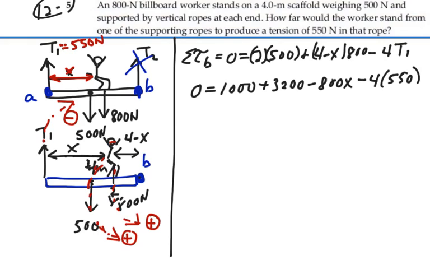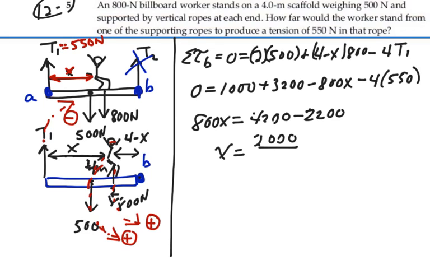Let's solve this for x. So we have 800x is equal to 4,200 minus 2,200 for 4 times 550. So x is going to equal 2,000 divided by 800. And that is equal to 2.5. So our distance x is 2.5 meters from the cord that has the tension of 550 newtons, or from the rope that has that tension of 550 newtons.